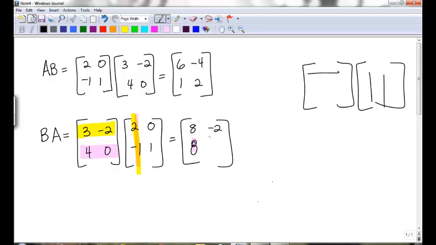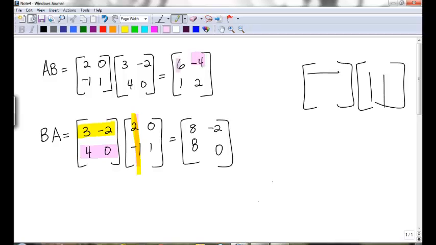Stay with this row, go to the next column. 4 times 0, 0. Go across here and down here. 0 times 1 is 0, and add them together is 0. So you should end up with 8, negative 2, 8, 0.